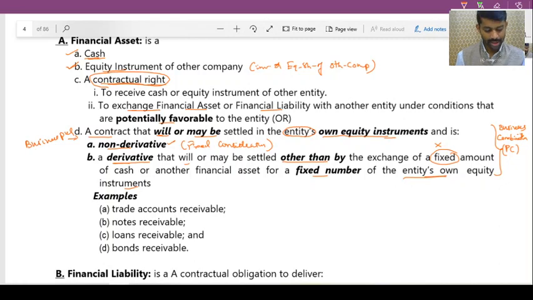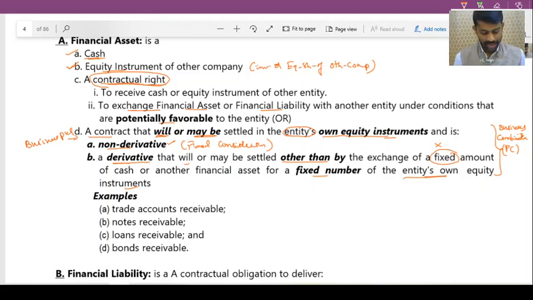Entity's own instrument. Correct? So it will or may be settled in the entity's own equity instrument. That is, either I am going to settle in equity instruments or maybe not, because sometimes we can also settle in cash. If it is a fixed amount, it means it is a non-derivative. If it is variable, suppose the value cannot be determined at the time of acquisition for the number of shares to deliver, then it is called a derivative instrument. Got it?